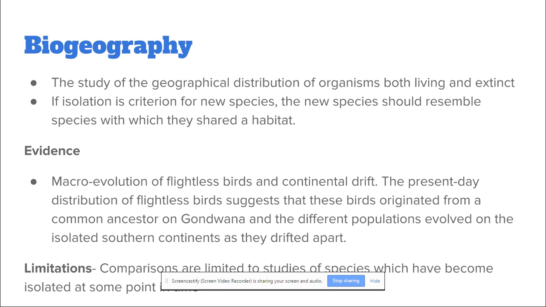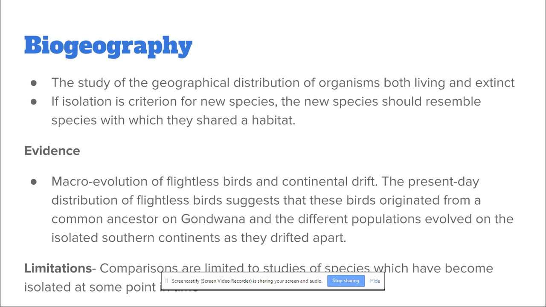So presently, there are a range of flightless birds. So there's the kiwi in New Zealand, the emu in Australia, and then a range of others. And their distribution around the world suggests that these birds originated from a common ancestor, which would have been on the Gondwana continent, which we learnt about in Life on Earth in the preliminary course, and that different populations have evolved on isolated southern continents as they drifted apart.